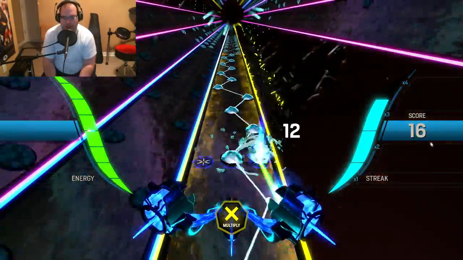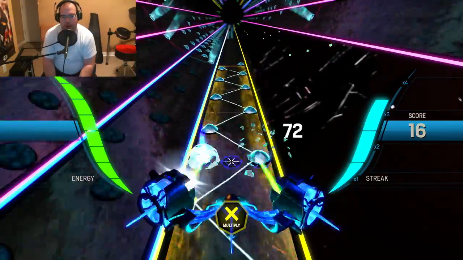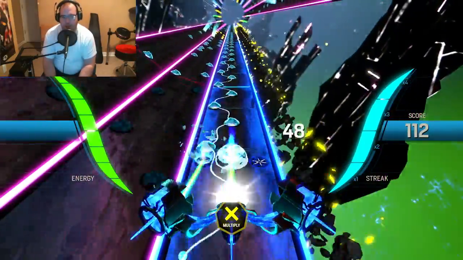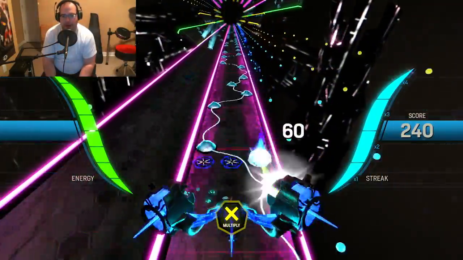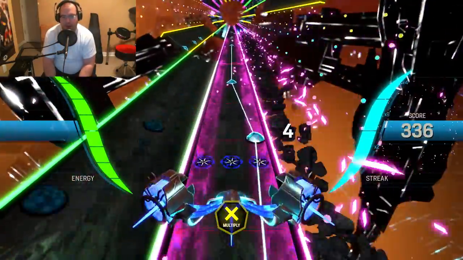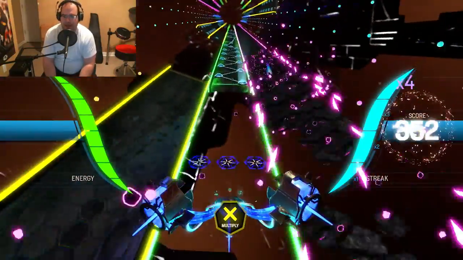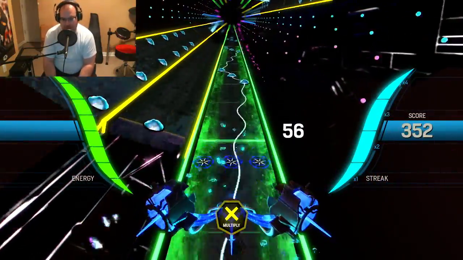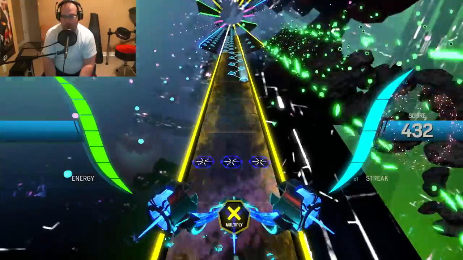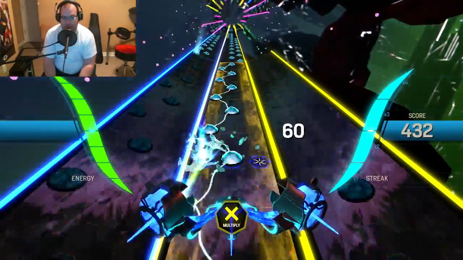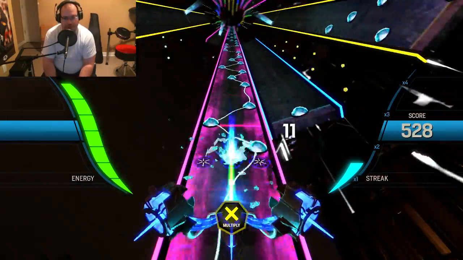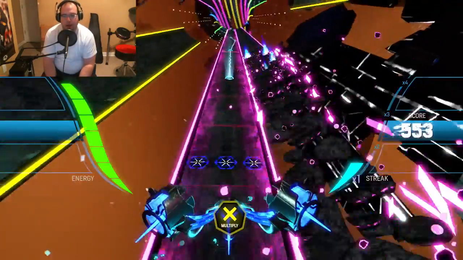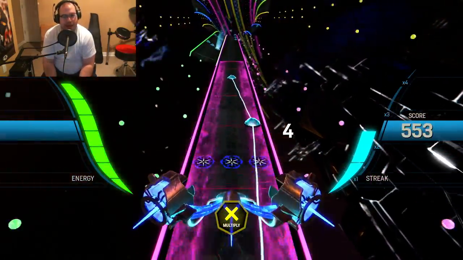So obviously you want to use the multiplier whenever there's a difficult track coming up with a lot of notes, so you can maximize the point potential. So of course you want to do that, but when to launch the multiplier is the real question. You want to launch the multiplier towards the end of the track.